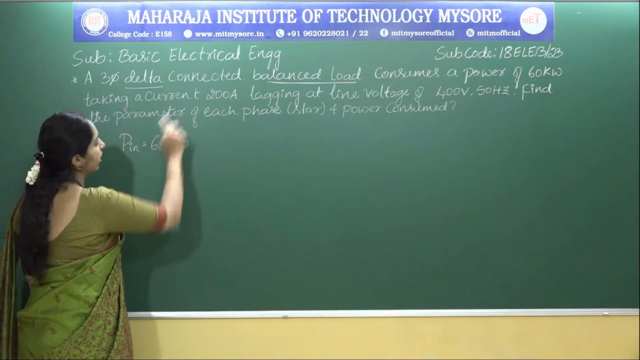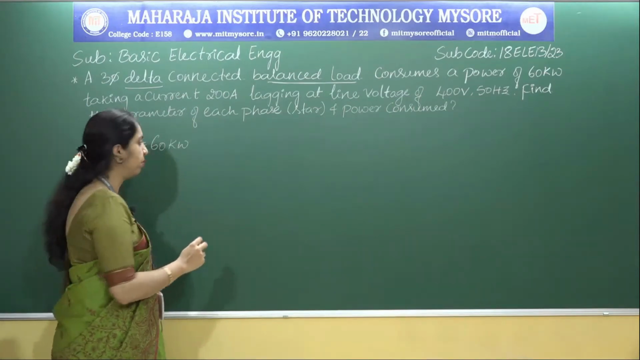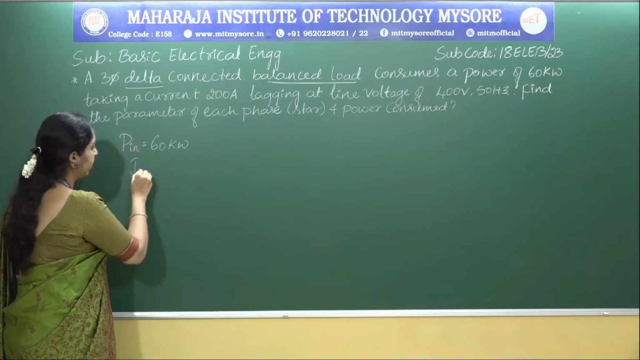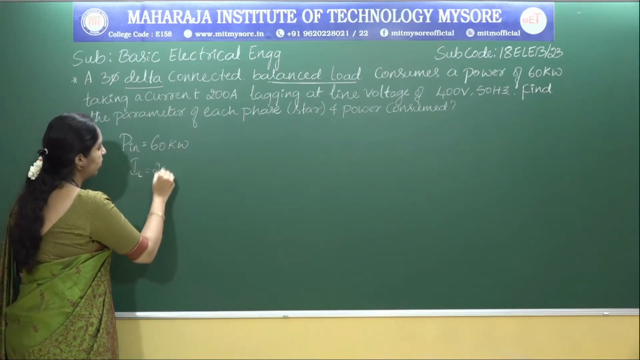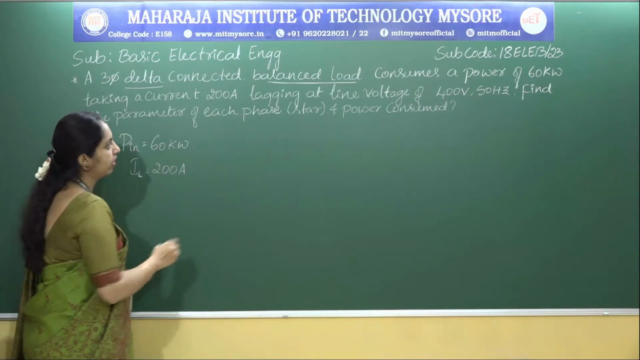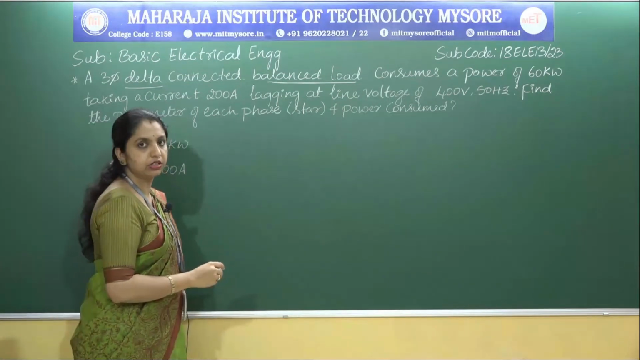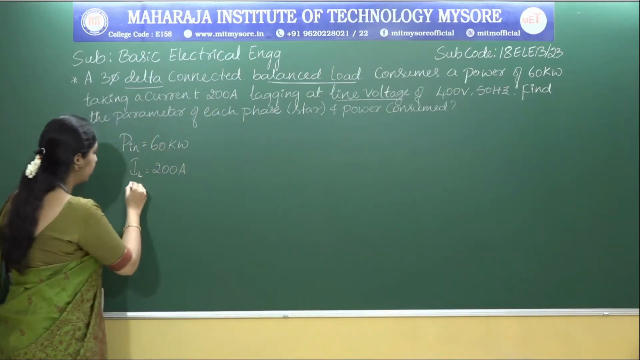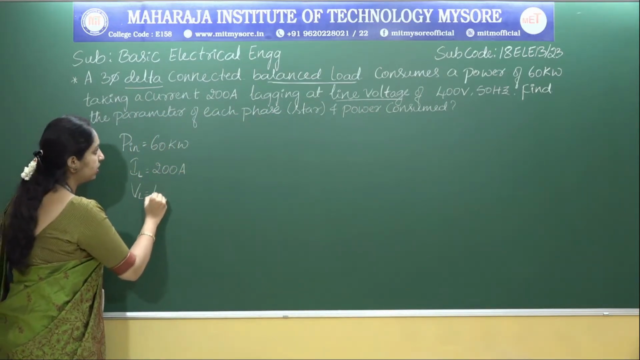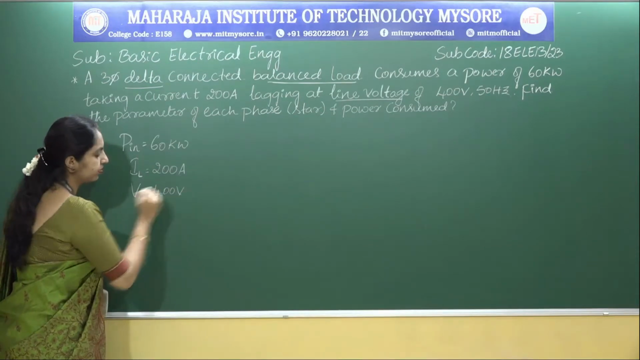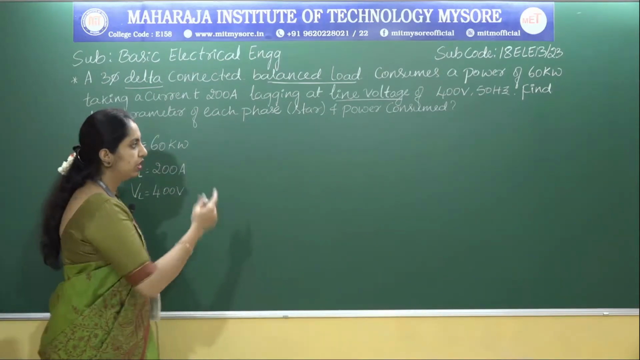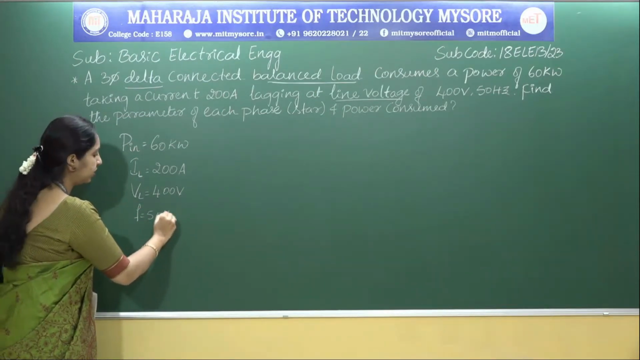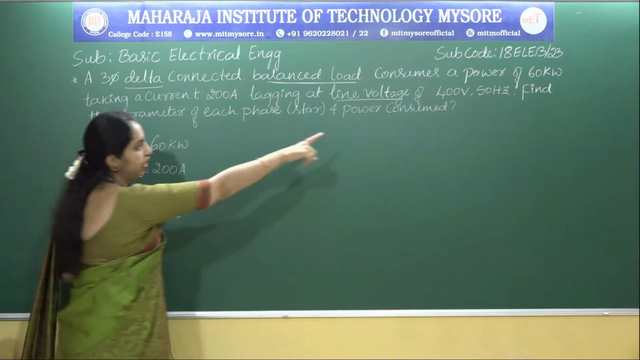Taking a current of 200 amperes means that is the supply current, so IL is equal to 200 amperes, and lagging at line voltage. Remember, here the line voltage value is provided. So line voltage is VL, which is equal to 400 volts, and of course the frequency is also given, so frequency is equal to 50 hertz.